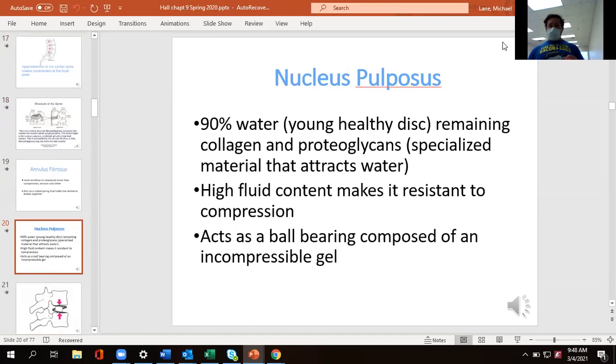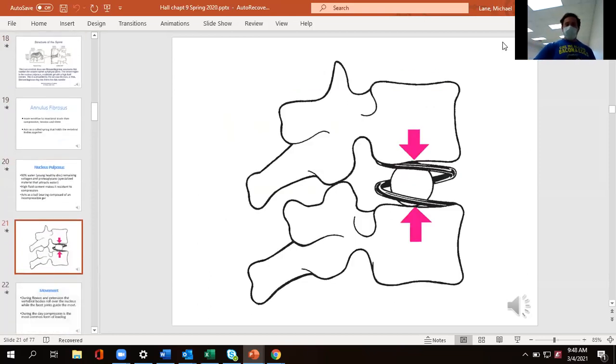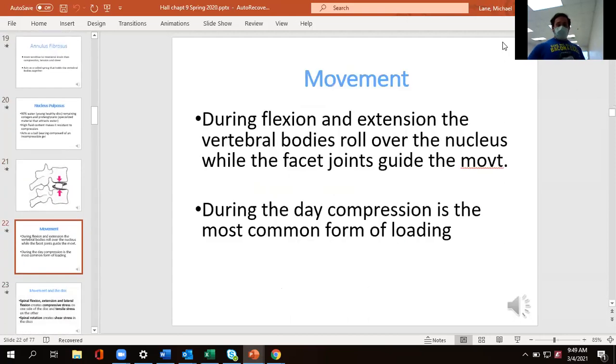Meanwhile, the nucleus pulposus, which is mostly water, definitely some collagen, and proteoglycans, which are literally proteins with carbohydrates bonded to them that keep water in the area. This allows it to deal with a greater amount of compression. So think of it almost like a ball bearing in the center. Annulus fibrosus, that's the spring, and then the pulposus is effectively like a ball bearing in the center. Now, whenever we go into flexion and extension, we're literally rolling over that nucleus.